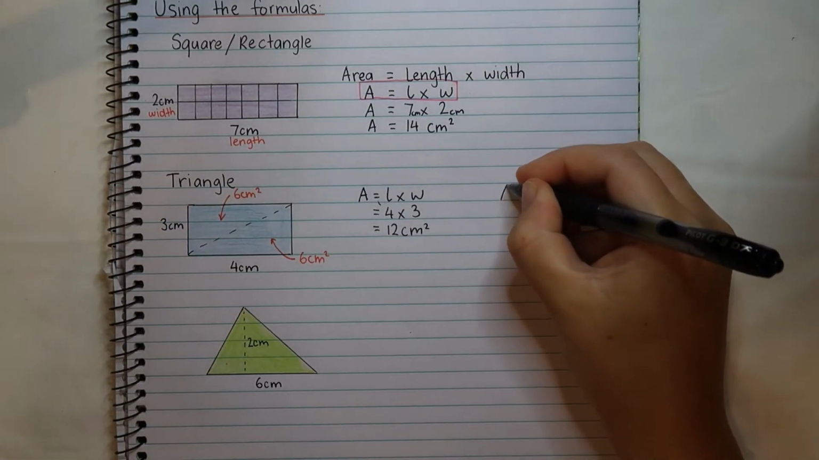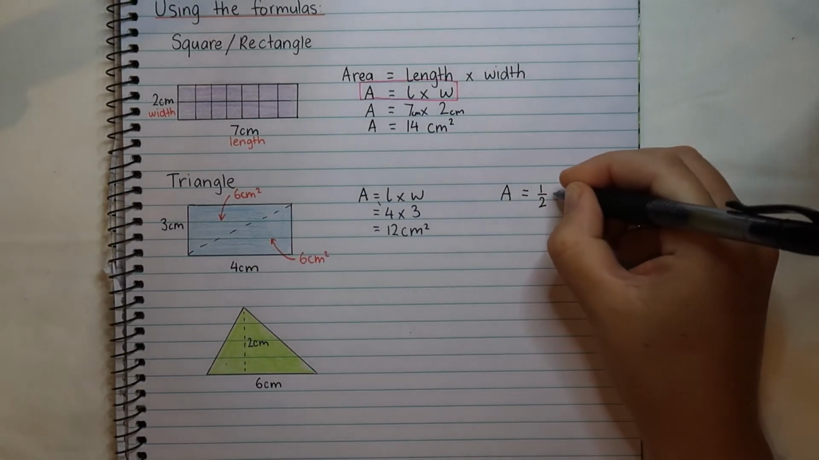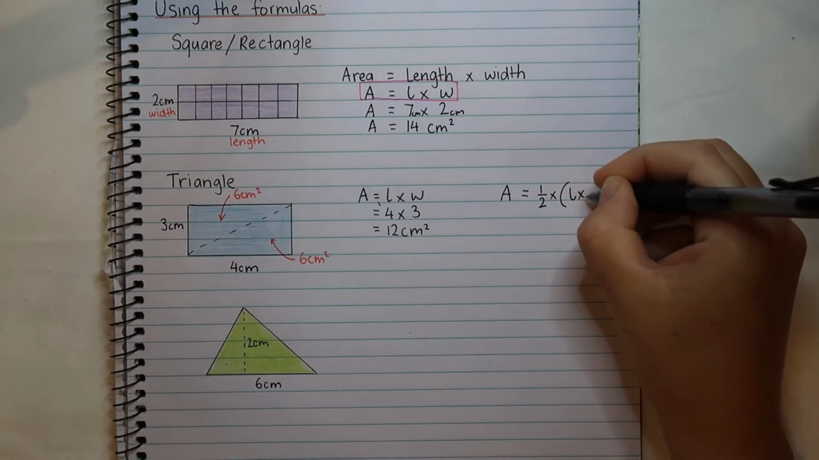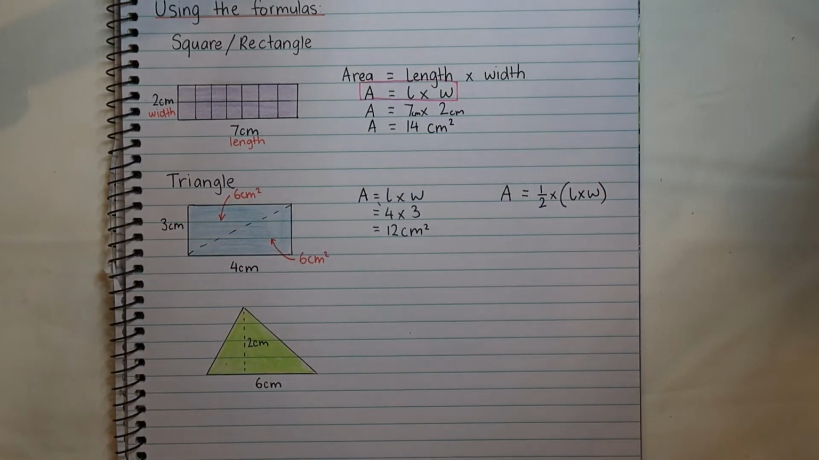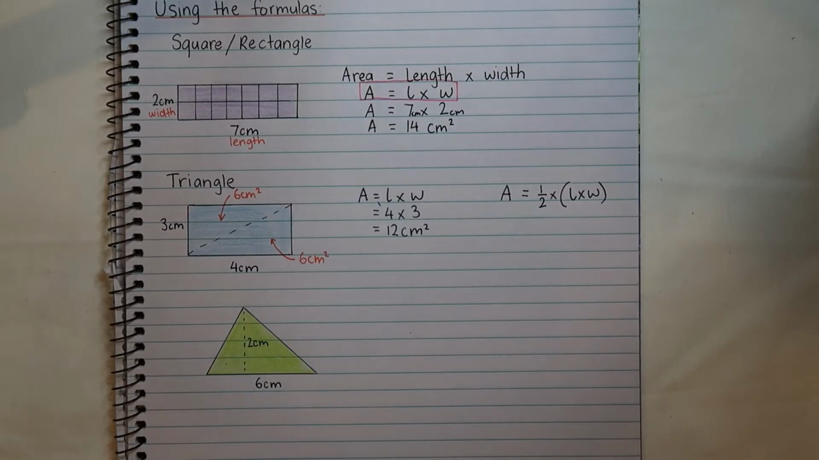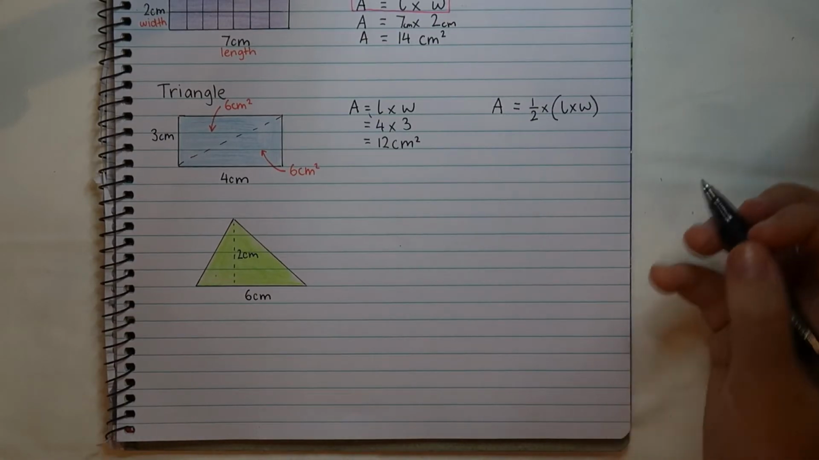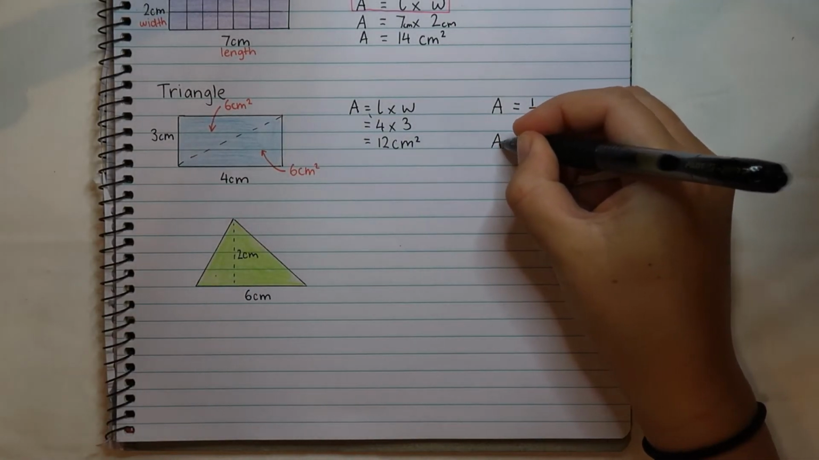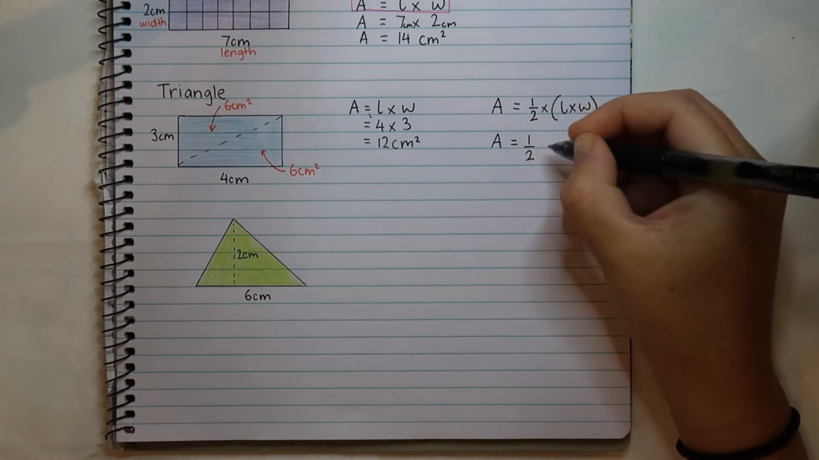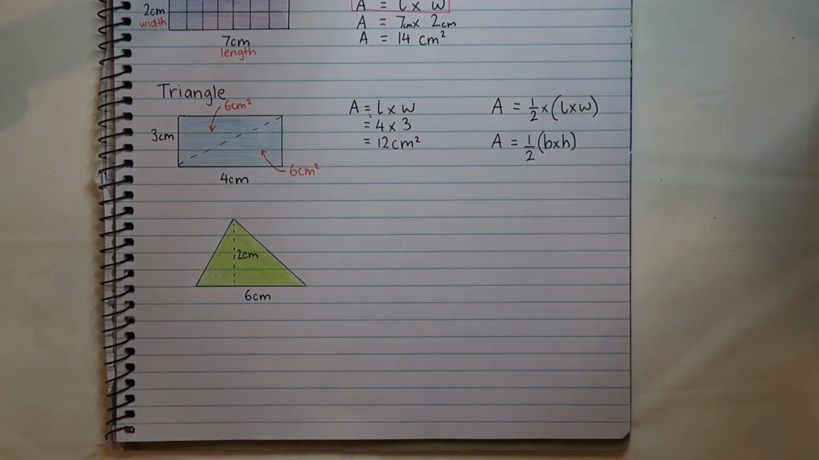So we can write this as area of a triangle is equal to half times the length times the width. A lot of the time you will see this formula with 2 different names for the triangle's dimensions. So instead of using length and width, you're going to see base and height. And I'm going to show you that in the next example. So let's rewrite this. Area of a triangle is equal to half base times height. We're going to highlight that.